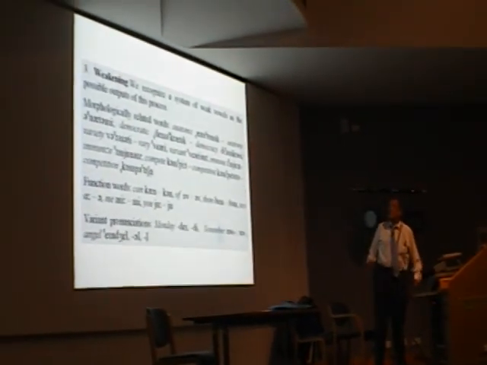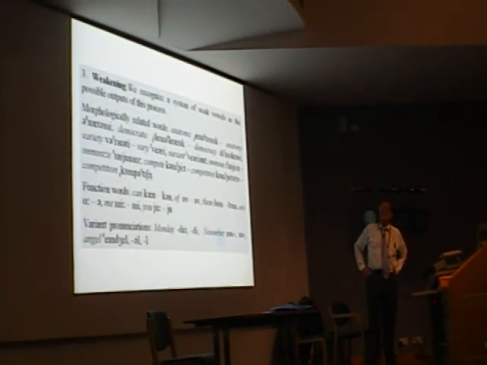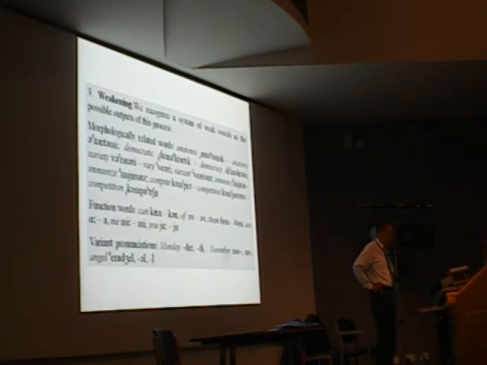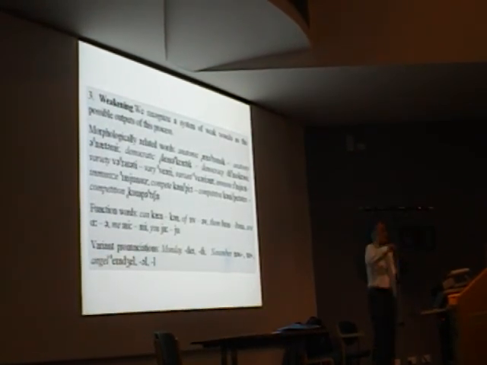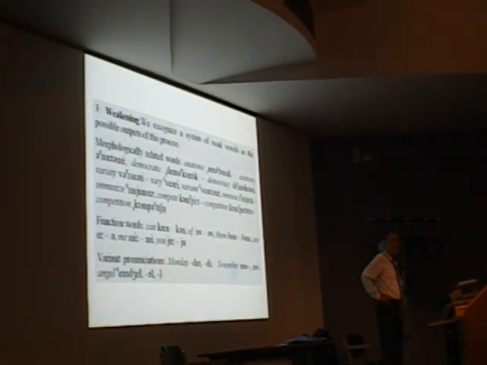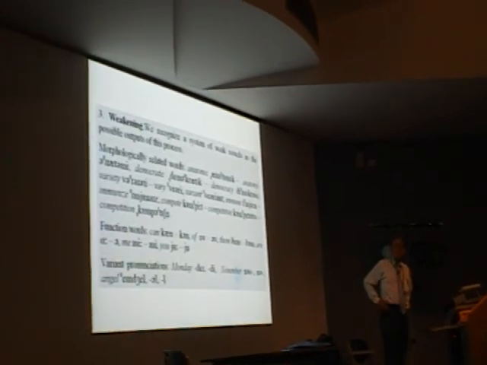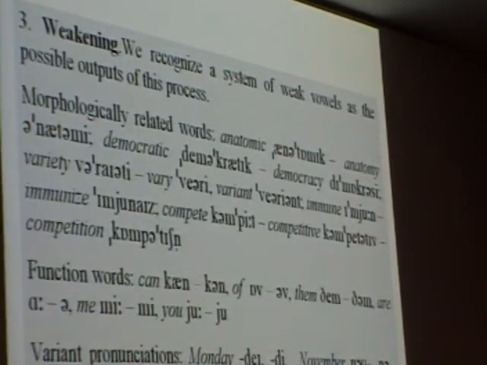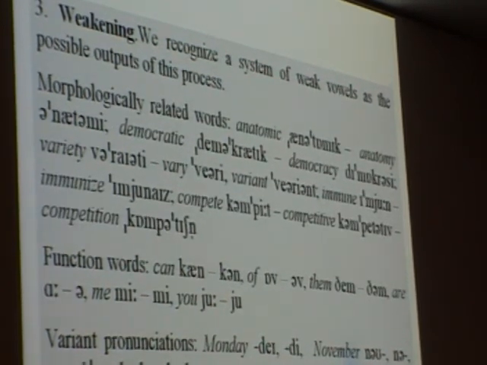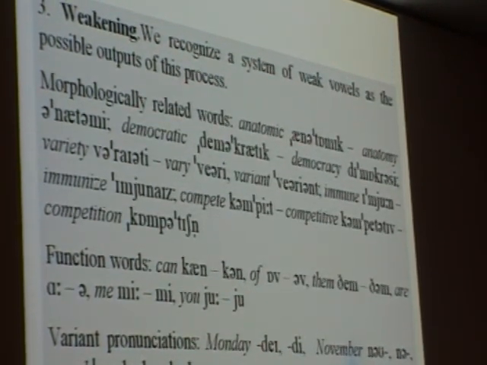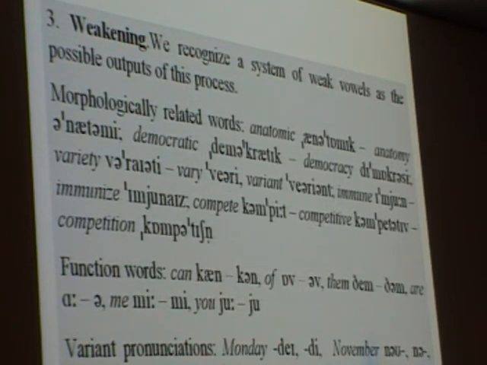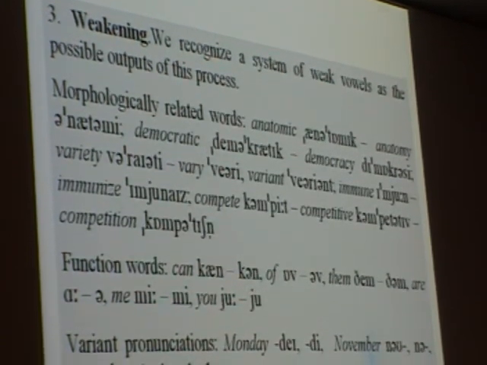So back to that screen. Related words: anatomic, anatomy, democratic, democracy, variety, vary, and variant. There you can see strong I, weak I. The weak one is the happy vowel. Immune, but immunize. Compete, competitive, competition. More complicated than that even. In that set of words, compete, competitive, competition, we can see the strong, long pronunciation in compete, the strong, short pronunciation in competitive, and the weak pronunciation in competition. All spelt in the same way.